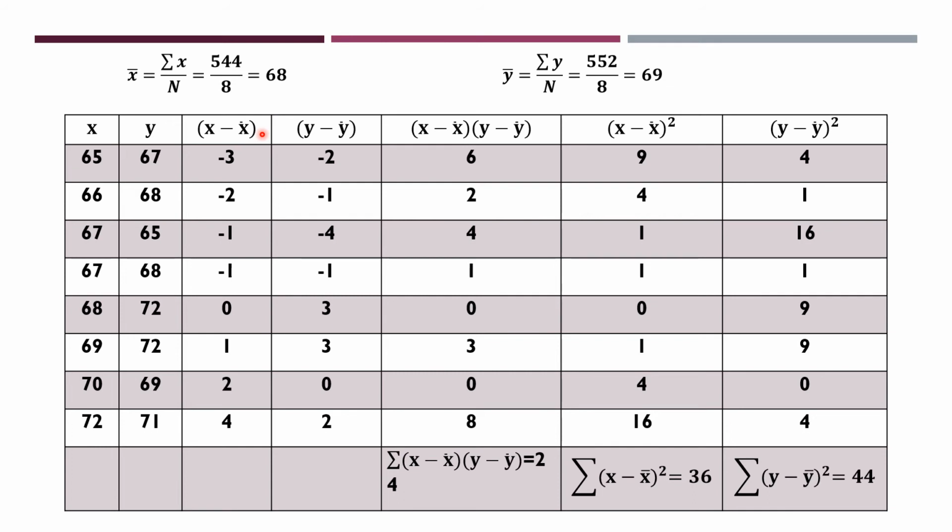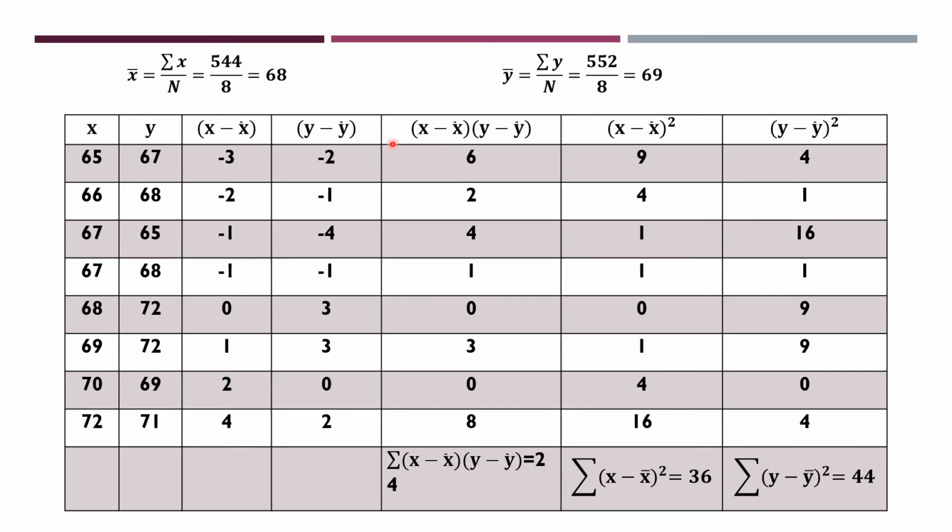So x minus x bar will become 65 minus 68, minus 3. 66 minus 68, minus 2. 67 minus 68, minus 1. Again minus 1. 68 minus 68, 0. 69 minus 68 is 1. 70 minus 68 is 2. 72 minus 68 is 4.